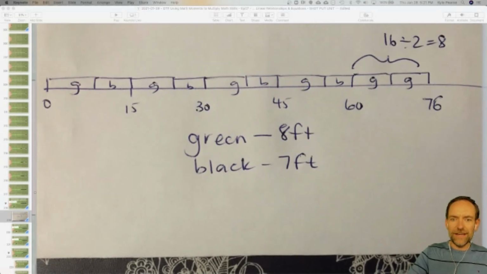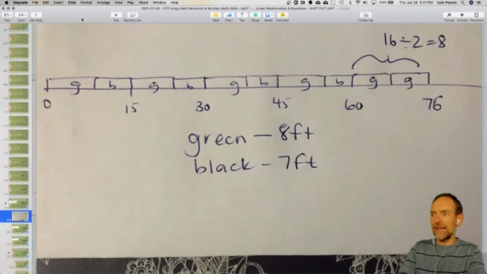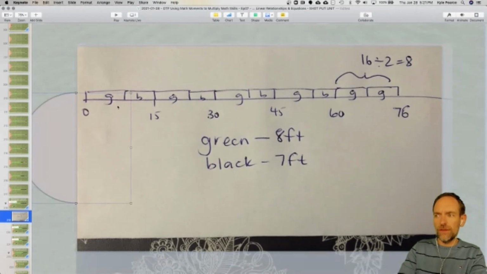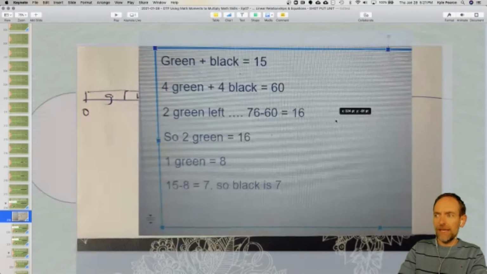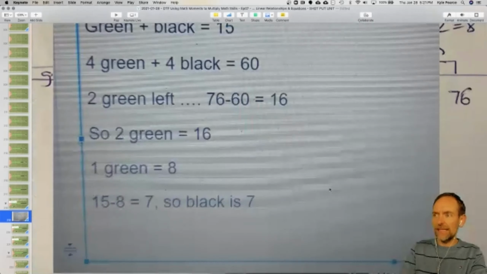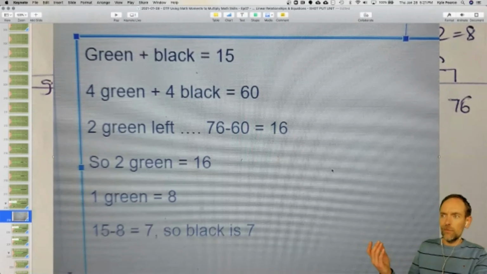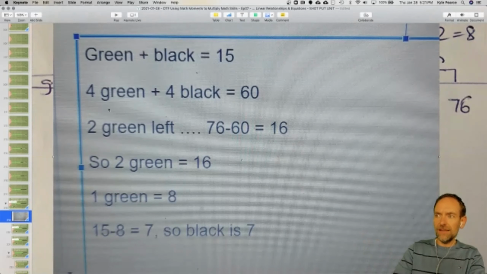And I'm wondering, and this is the one that came up first, that I said I wouldn't want to share first, only because if you didn't understand how to do this, it might be a little bit scary as a student, right? Look at this. It's in words. It's basically what I just heard you explain. We know green and black is 15. 4 green plus 4 black must be 60.